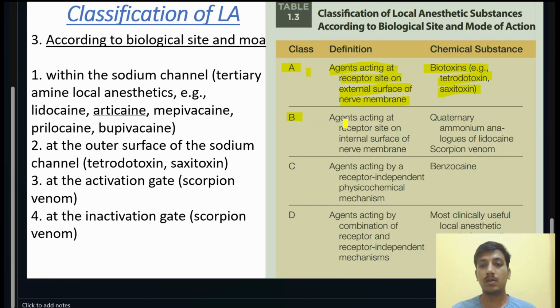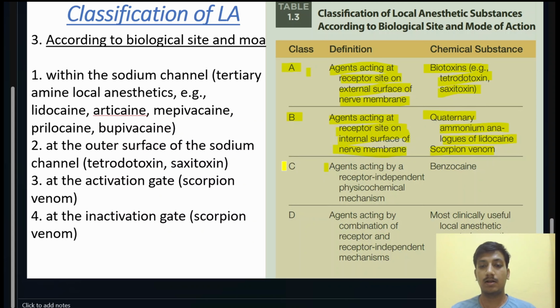Then class B, the agents acting at the receptor site on the internal surface of the membrane only. This class A LAs act only on the external surface, and the class B LAs act only on the internal surface of the nerve membrane, the receptor site on the internal surface. This includes the quaternary ammonium analogs of lidocaine, the most used LA, and the scorpion venom.